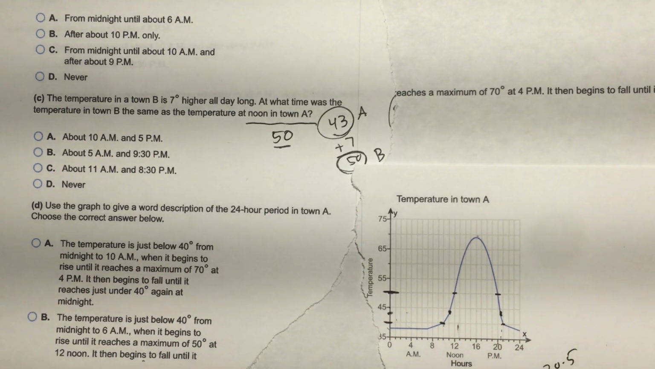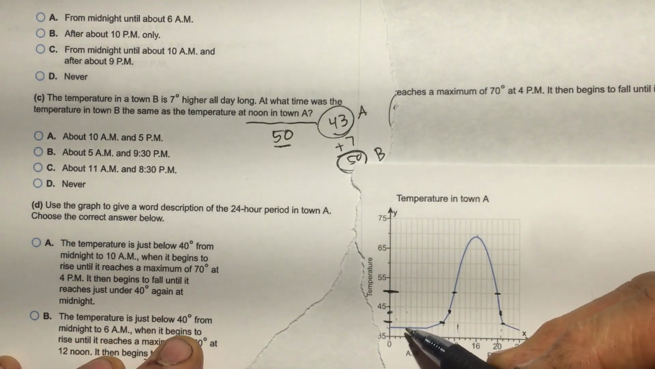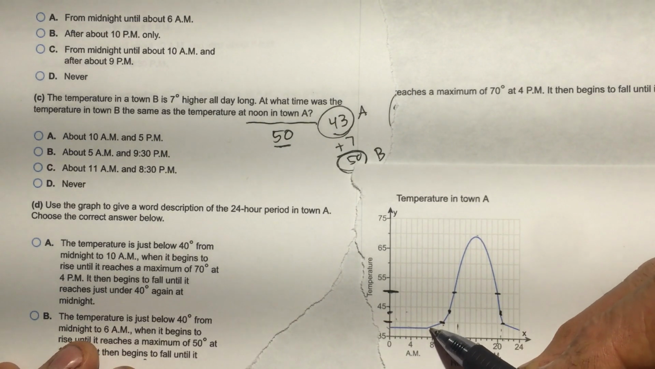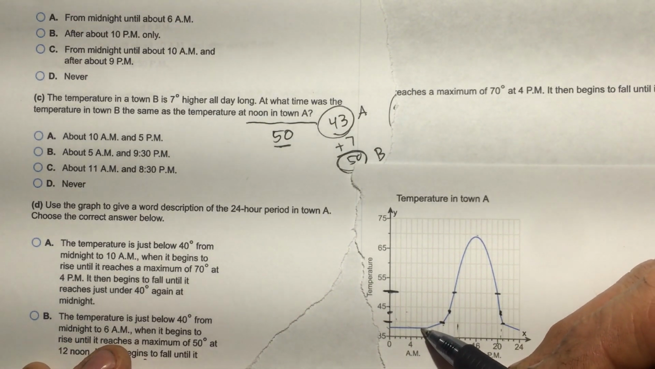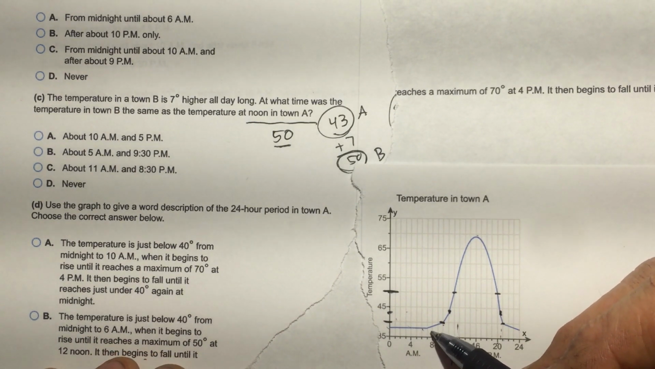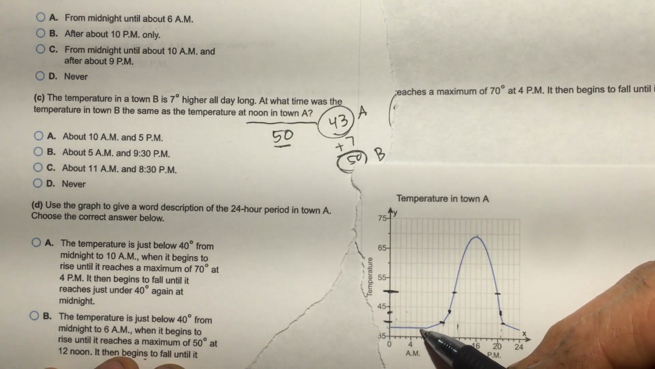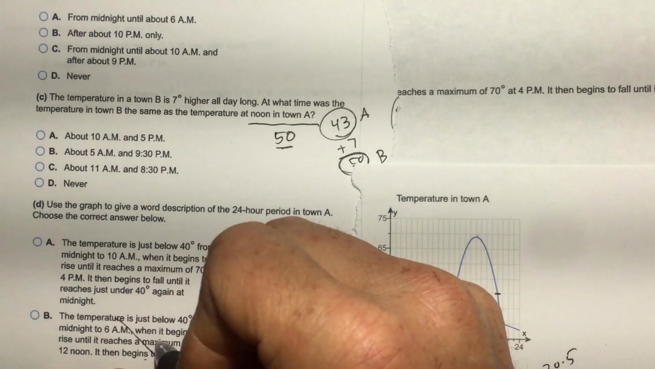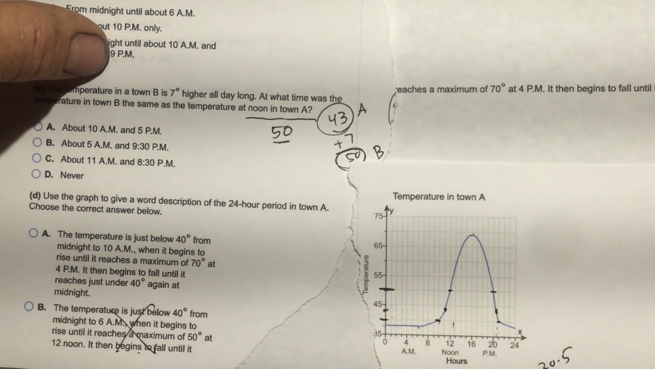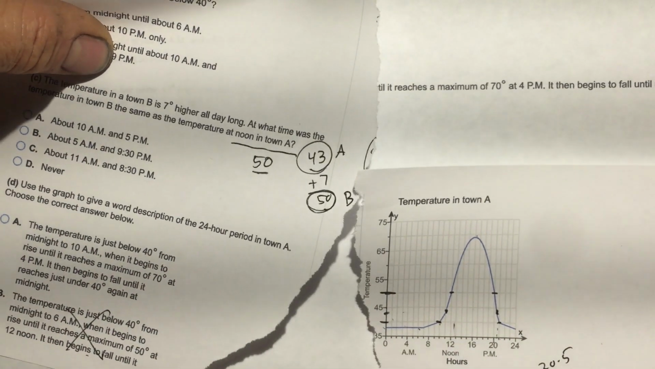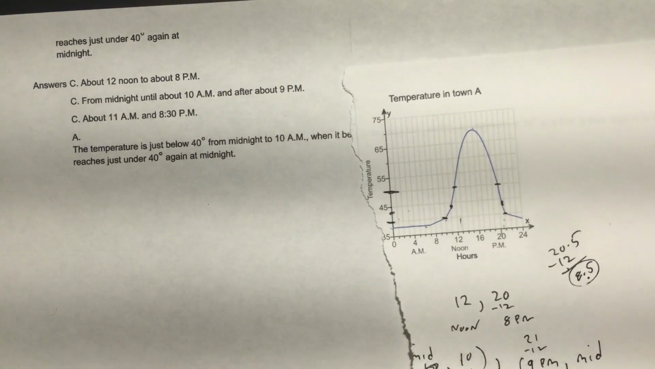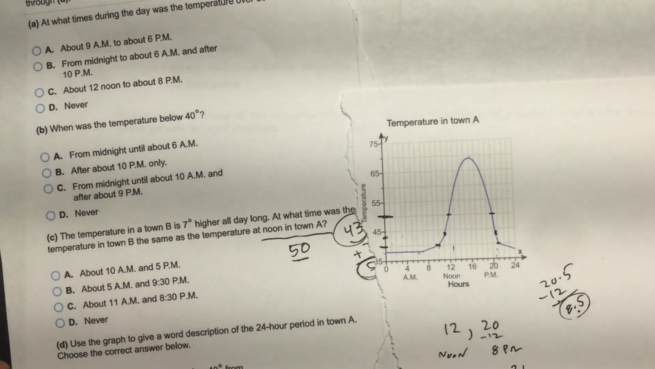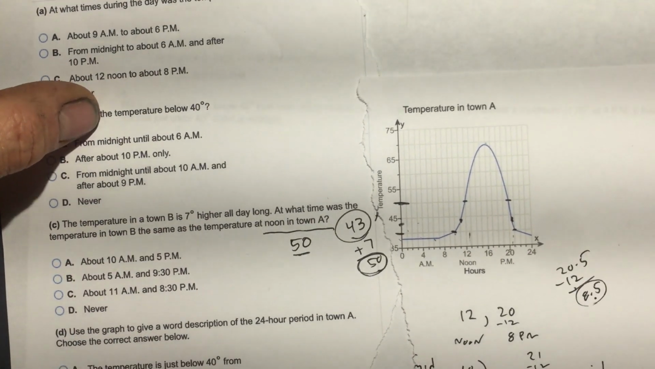Let's read the next one. The temperature is just below 40 degrees from midnight to 6 a.m. So at 6 a.m., when it begins to rise, well, no, it's not rising because, see, from 6 to 7 it hasn't risen. So I don't think this one's right. A is looking pretty good right now. Okay. Well, it's just A or B, so it's got to be A because that's only two choices. So it's A.